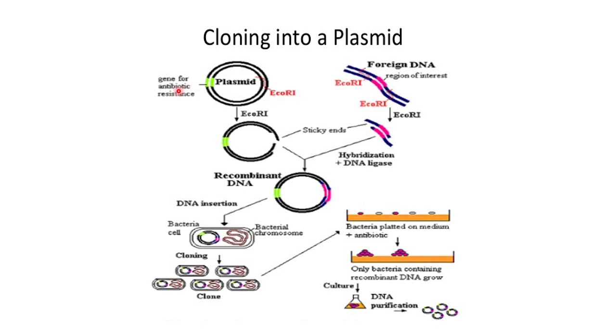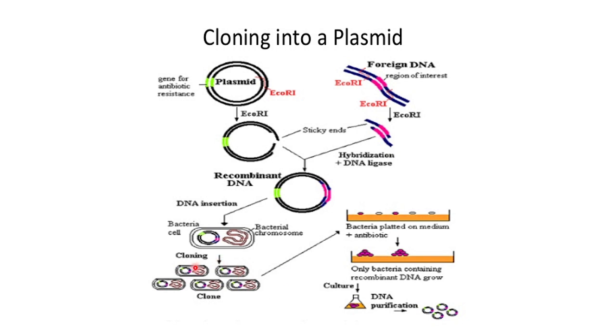So we have a gene which is coding for antibiotic resistance, and this is your plasmid where we have the restriction sites. Now these enzymes are used for cutting at different specific positions, and then we have the foreign DNA or the region of our interest with the different cut sites, and then we get it. The sticky ends are formed, and after this we undergo hybridization followed by DNA ligation. After the DNA insertion has occurred, we transform it into a bacterial cell.